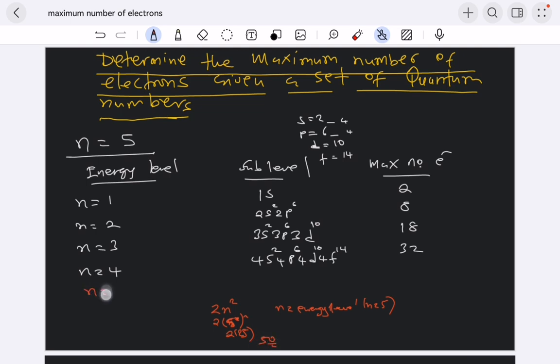Meaning, when n is equal to 5, we have 5s, 5p, 5d, 5f, and 5g. So, following the sequence of an addition of 4, this becomes 18. So this would be 2, 6, 10, 14, 18, which should give us a total of 50 electrons.